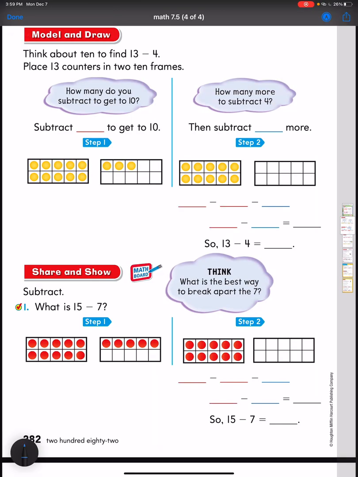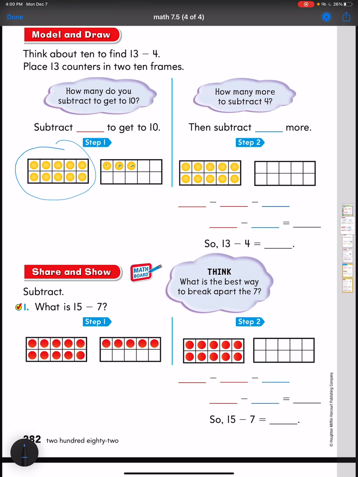Think about a 10 to find 13 minus 4. That's what we worked with yesterday. We're going to place 13 counters in two different 10 frames. All right, so our question is, how many do you subtract to get to 10? So look, here's step 1. So look how they put 13 counters in 10 frames. 10, 11, 12, 13, okay?